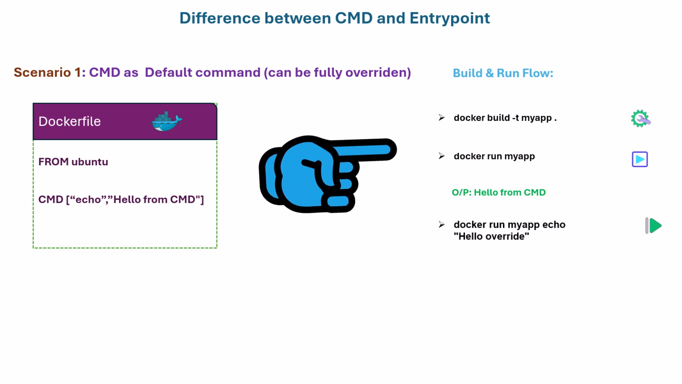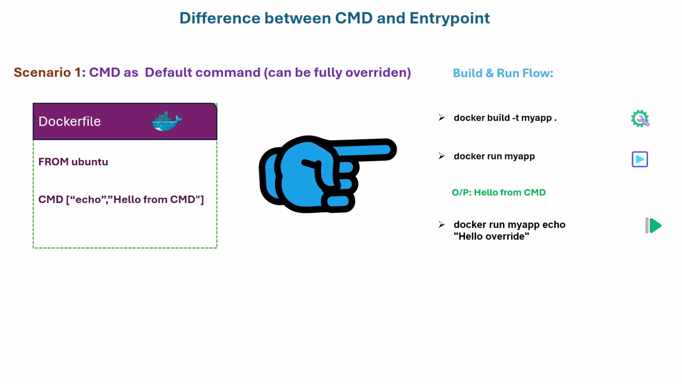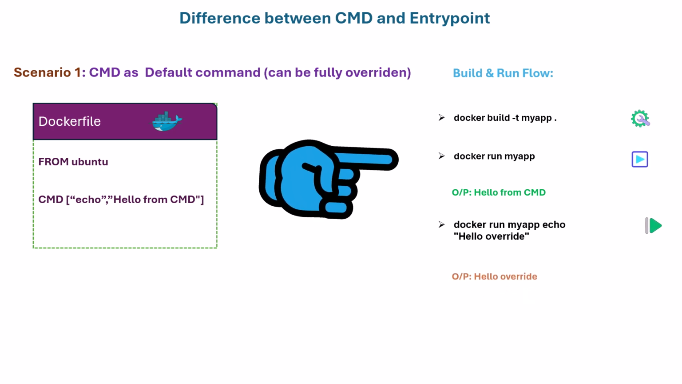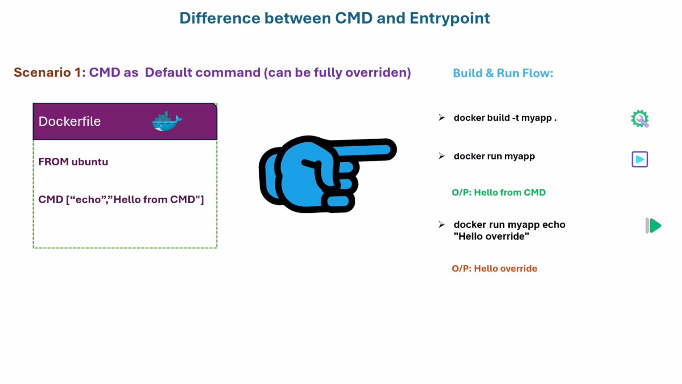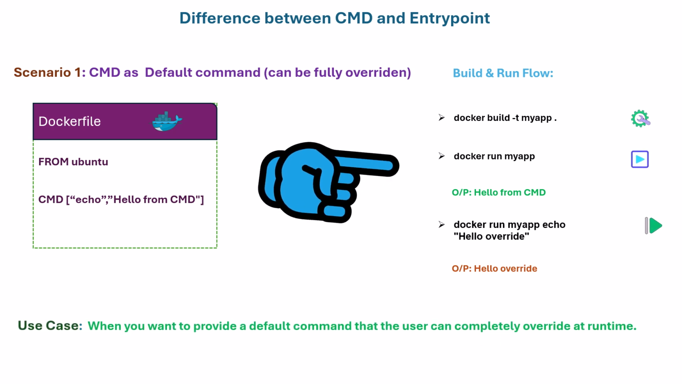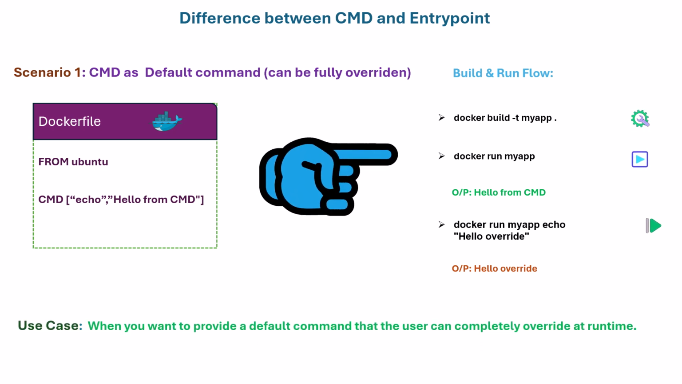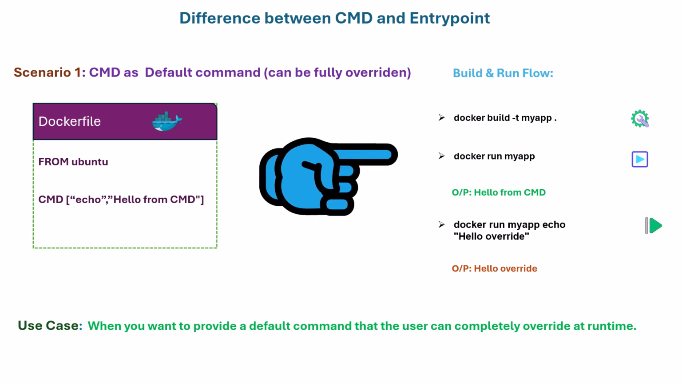Now we override it by passing a new command at runtime. Here we are passing two arguments for CMD: one is echo and the other one is hello override. Now the output is hello override. This shows that CMD can be completely replaced when running the container. So when to use this scenario? When you want to provide a default command that the user can completely override at runtime.